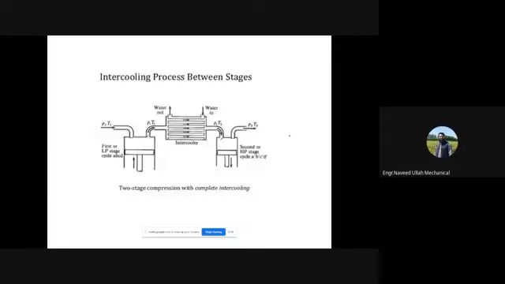At some point you will also see that we have an intercooling process between stages. Here you have P1 T1, this is PI TI, it should be TI I think. This is intermediate pressure and intermediate temperature after the first stage of the low pressure compressor, and then there is a dedicated heat exchanger or intercooler installed here.